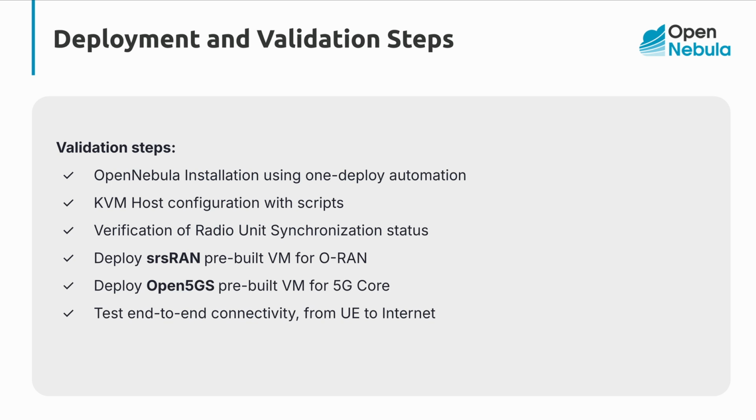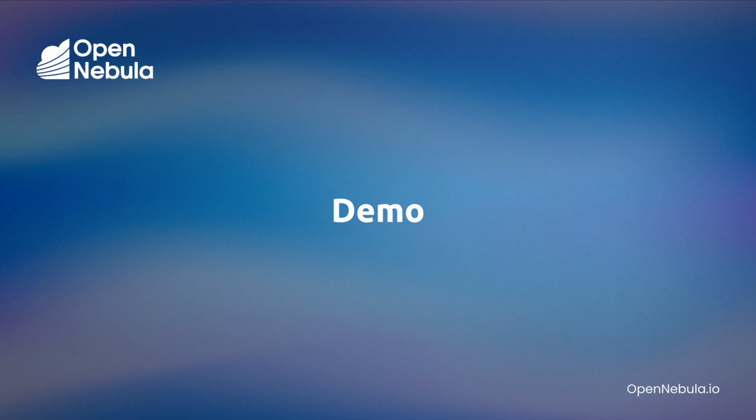This is as simple as instantiating two pre-built virtual machine appliances, one for SRS RAN to run the O-RAN functions and another one for Open5GS, which provides the 5G core. We test the end-to-end connectivity. This involves making a data call from the user device all the way through our new private network to the internet, confirming that the entire system works as expected.